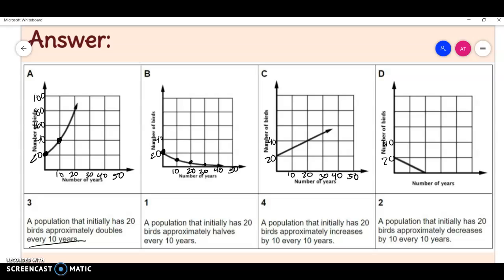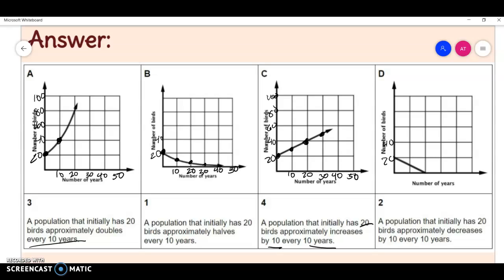Letter C is a population that initially has 20 birds. We always start with 20, and it increases by 10 birds every year. So we can see that at 10 years, I'm going to have 10 more birds, so I'm going to have 30. At 20 years, I'm going to have 40, and so on and so forth.